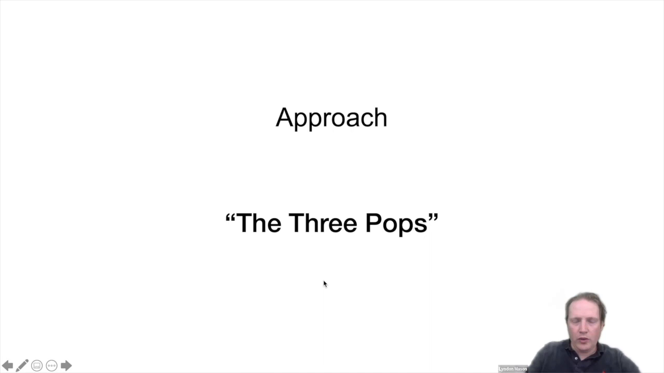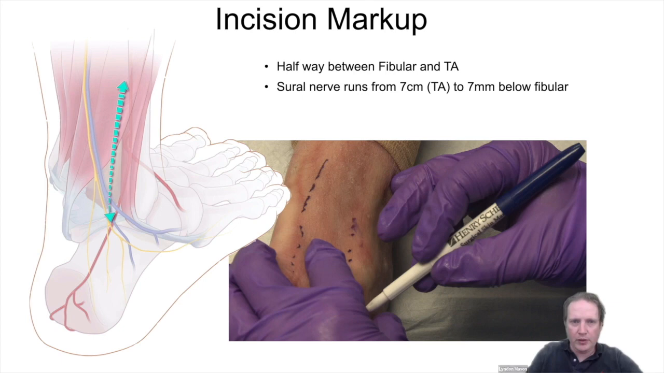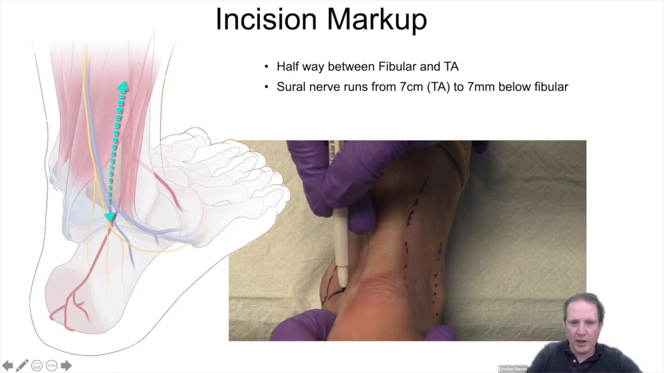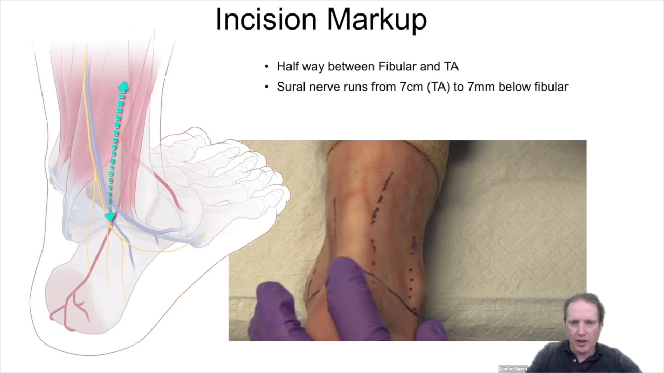So the approach, the posterolateral, is through three pops, is the way I teach it. The skin is excluded from these three pops, but we'll discuss this further. So, incision markup: halfway between the fibula and Achilles. The sural nerve runs 7 centimeters from this transmalleolar line. We've just drawn in the transmalleolar line here. From this line, you can measure 7 centimeters up.